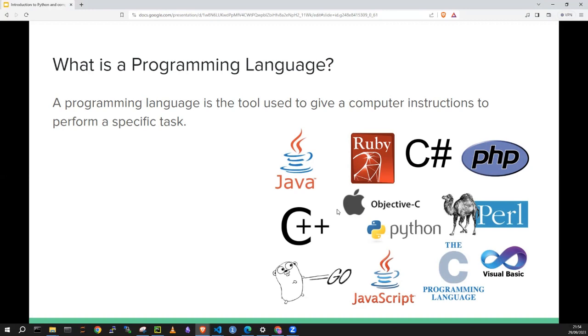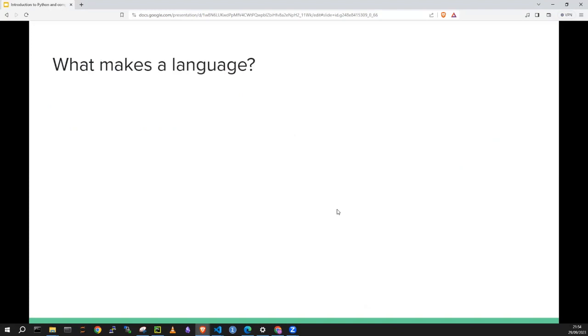So computers have their own language, and they don't understand English, unfortunately. They understand machine code, ones and zeros or hexadecimals. So we create a language that we can understand, and then that language is compiled, or rather translated, into a language that the computer can understand. So what makes a language? Essentially, there are four things that make a language, and we'll go through them in this slide.